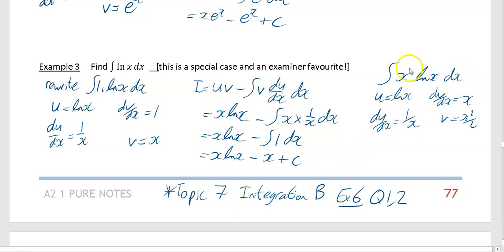Okay, folks, I will delete this from the notes, and then questions you can do. Topic 7, integration B, exercise 6, just do questions 1 and 2. The next video will be on definite integrations using integration by parts, so just wait until you can watch that video.